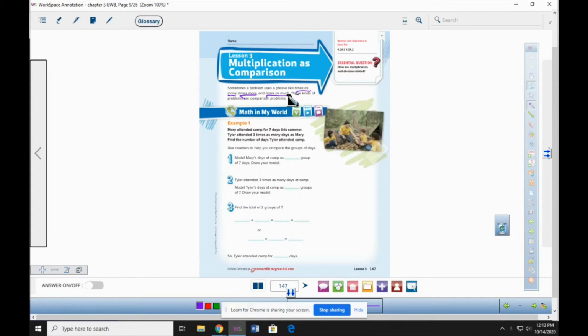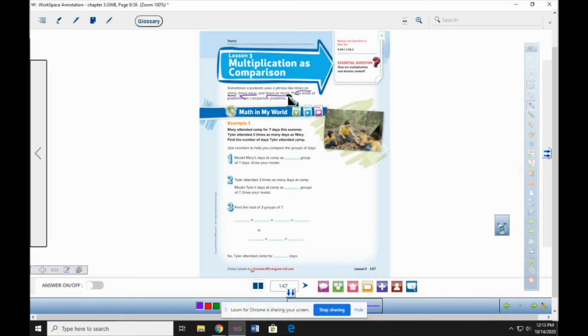Example 1. Mary attended camp for 7 days this summer. Tyler attended 3 times as many days as Mary. Find the number of days Tyler attended camp. You can use counters to help you compare the groups of days. Again, you have access to counters in your virtual manipulatives if you want to use them.